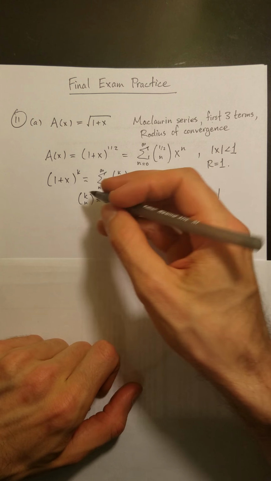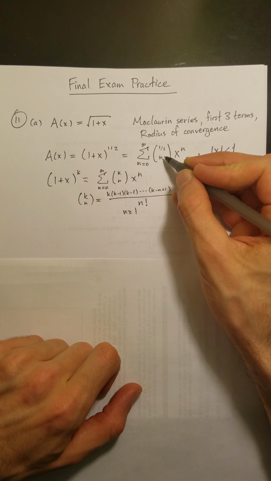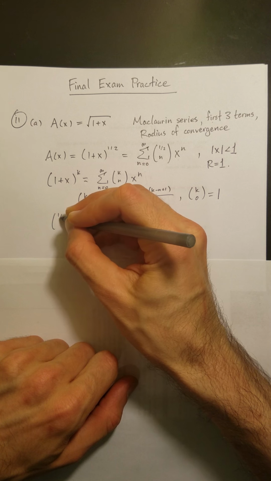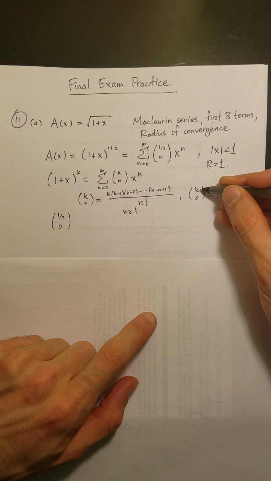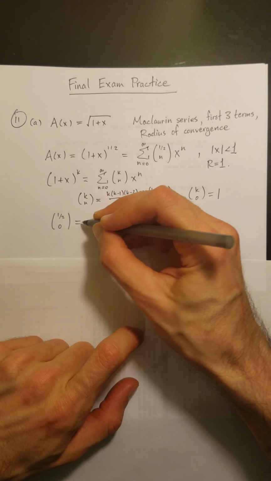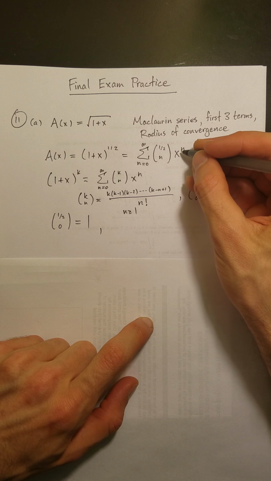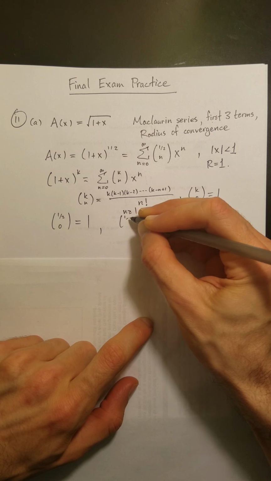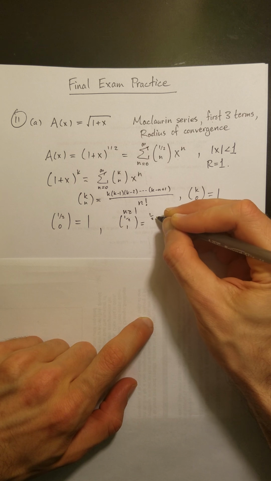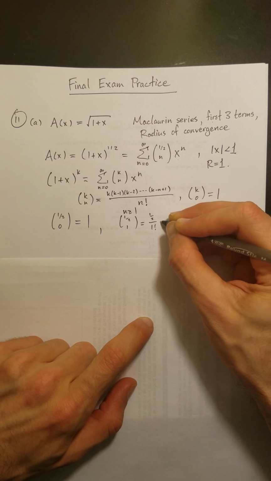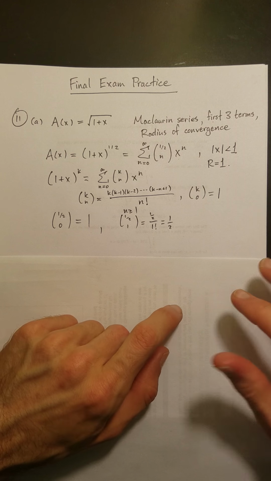Okay, so we want to calculate the first three terms, so here for n equals 0, n equals 1, and n equals 2. So we want to calculate 1/2 choose 0. But like I just said, for any value of k, k choose 0 is just equal to 1. So that term is very easy to calculate. The coefficient for the linear term is going to be 1/2 choose 1. And so this is 1/2 divided by 1 factorial. This is just equal to 1/2. Not all that difficult to calculate.